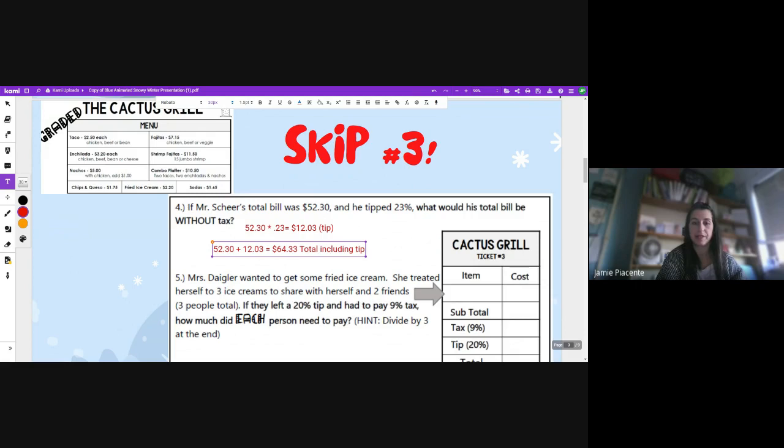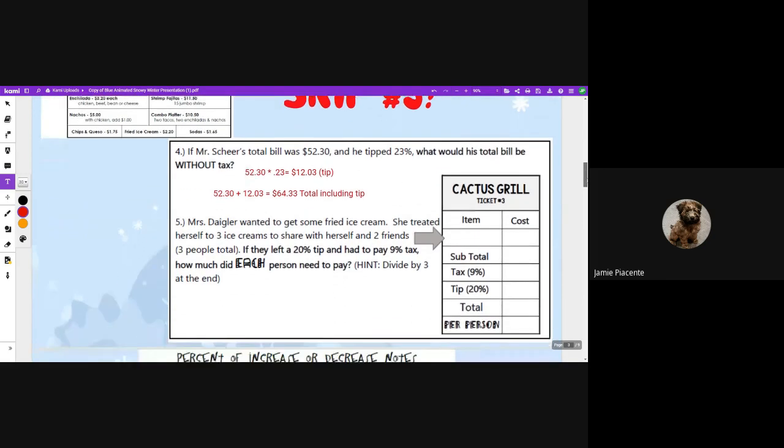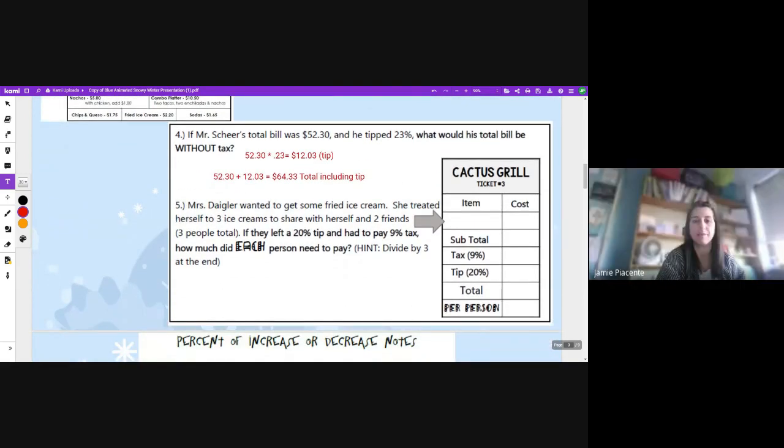Okay, let's go on. Mrs. Dagler wanted to get some ice cream with some friends. She treated herself to 3 ice creams to share with herself and 2 friends, 3 people total. They left a 20% tip and had to pay 9% tax. How much did each person pay? So, hint, divide by 3 at the end. So that's important.